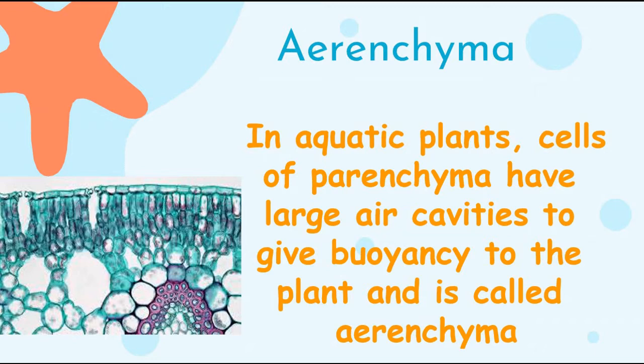In Aerenchyma, in aquatic plants, cells of parenchyma have large air cavities to give buoyancy to the plant, and that is called Aerenchyma. You have been seeing some plants such as lotus. Where do you find them usually? You find them in ponds, right? So how are they floating above the water? It's because of this buoyancy. Air cavities are present in the tissue so that they are floating.